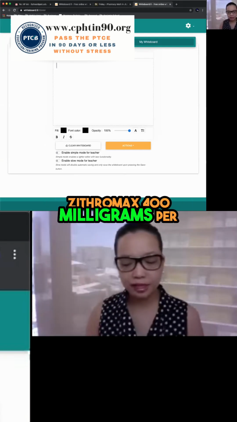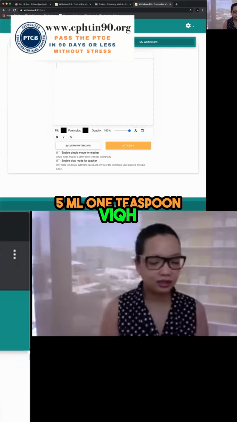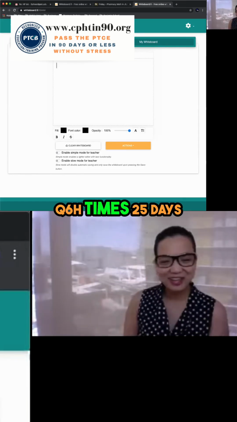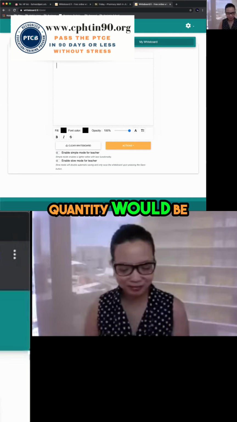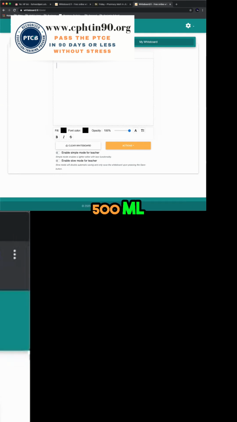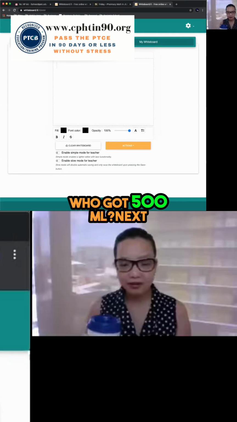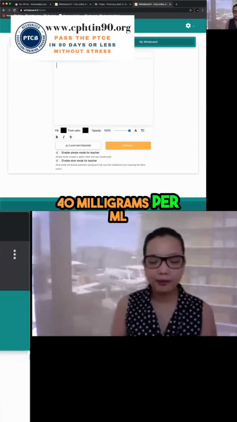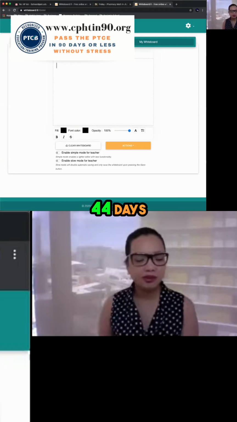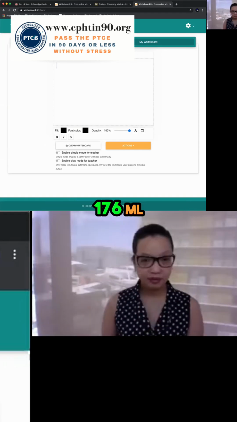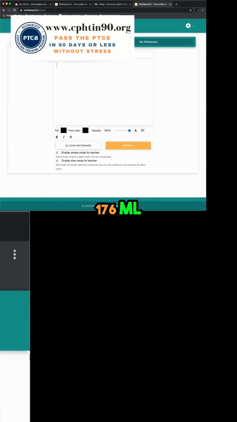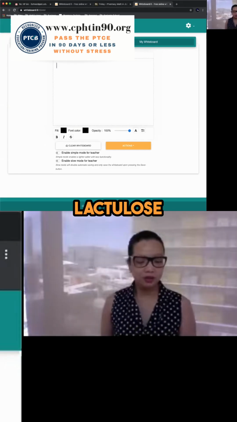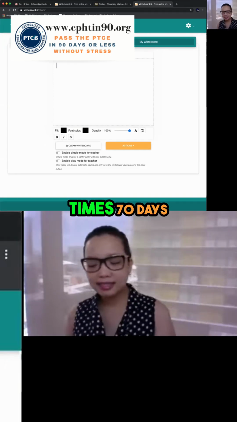Zithromax, 400 milligrams per 5 ml, 1 teaspoon, Q6H times 25 days. Shauna, quantity would be? 500 ml. Correct, 500 ml. Who got 500 ml? Next one, Megestrol suspension, 40 milligrams per ml, 1 ml QID times 44 days. Quantity would be? 176 ml. Correct, 176 ml.